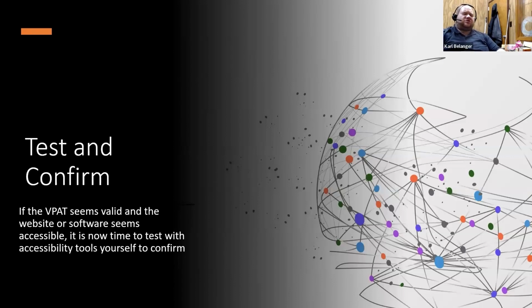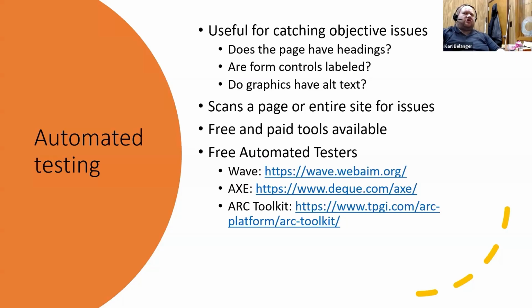So if the VPAT seems valid and the website or software looks accessible from the VPAT, now you need to use testing tools and methodologies to confirm it yourself. Automated testing is useful for catching objective issues such as, does the page have headings? Are the form fields labeled? Do the graphics have alt text? It will scan an entire page or a site for issues. There are free and paid tools.